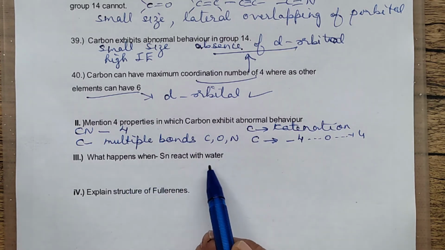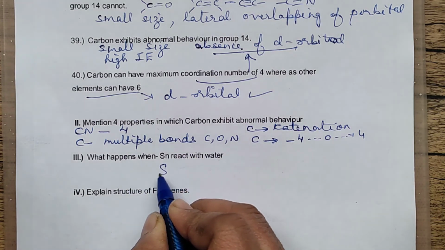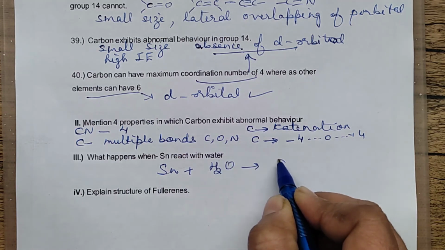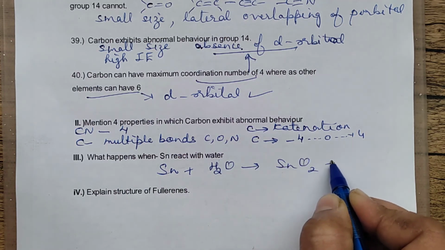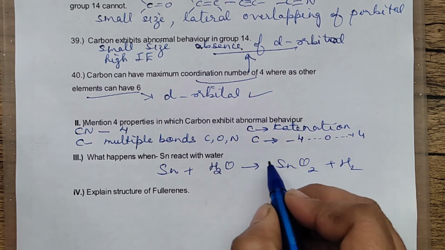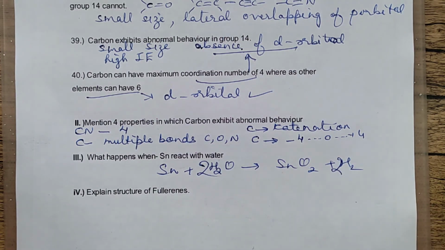What happens when tin reacts with water? Okay, this equation we have already written. Tin plus water. What will it form? It will form tin oxide plus this will be formed. You can balance it also. 2 here and 2 here will be there. Right? Then, explain the structure of fullerenes.